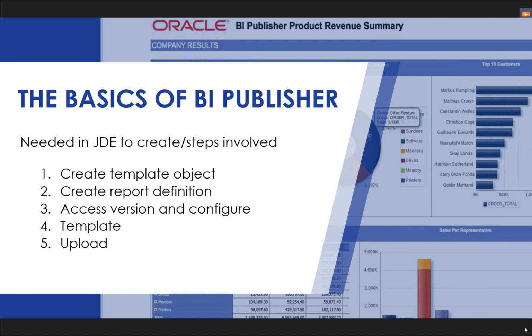And the third major step is then you would access the UBE version, check it out in OMW, and under revised version, specify the report definition to use. So these 3 steps effectively create the necessary objects for your outputs to utilize the BI Publisher process.